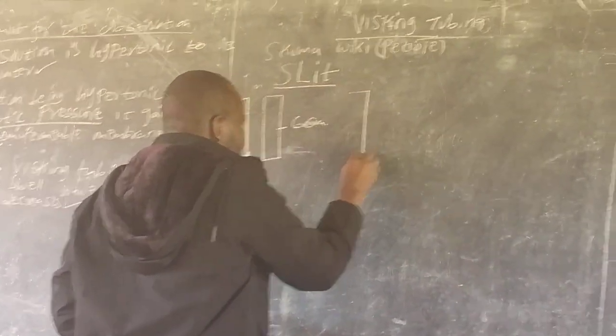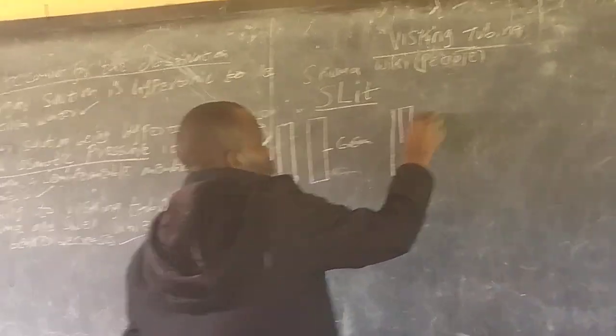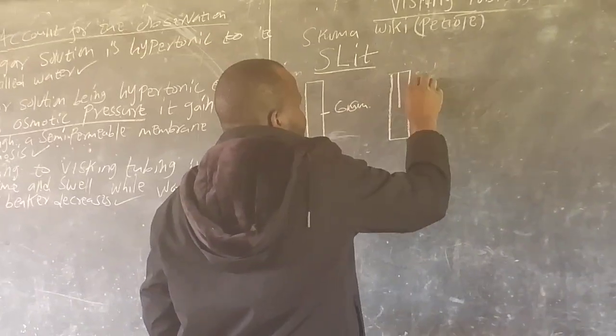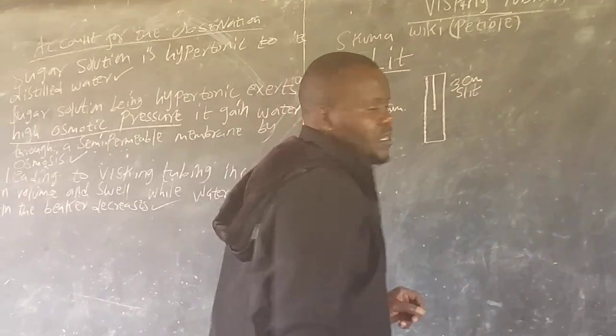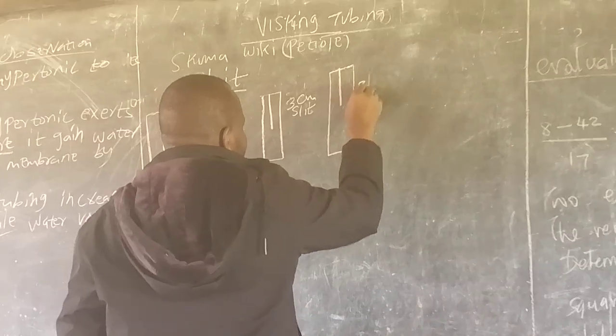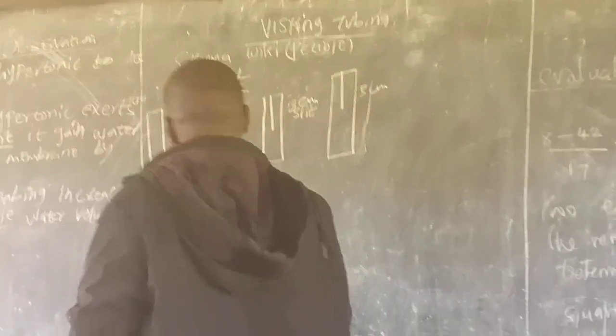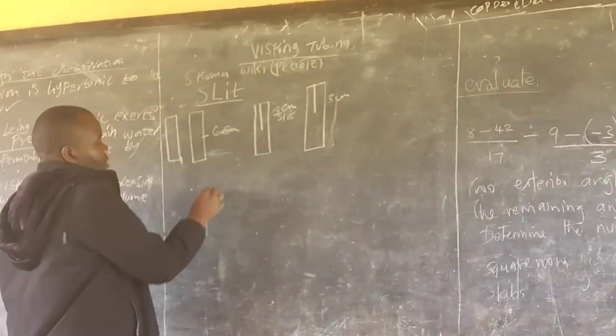You make a slit in both. So our slit is that way, right? A 3 centimeter slit. Is that clear? Yes. You have another second experiment, the same thing. Make again a slit of 3 centimeters. Then from this slit, you dip it into what? You dip it in hypertonic.